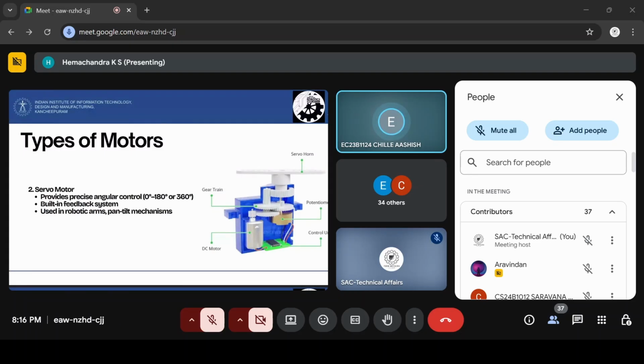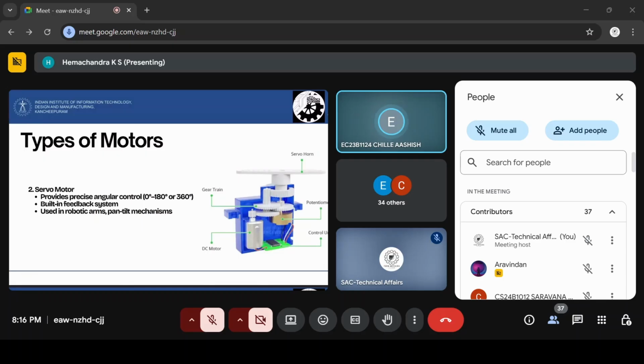The potentiometer measures the shaft's angular position, providing feedback to the control circuit. So when a signal specifies a desired angle, such as 90 degrees or 180, the control circuit compares the actual position through the potentiometer to the target and adjusts the motor's rotation until they match. So when we need precise angular positioning, we use servo motors.